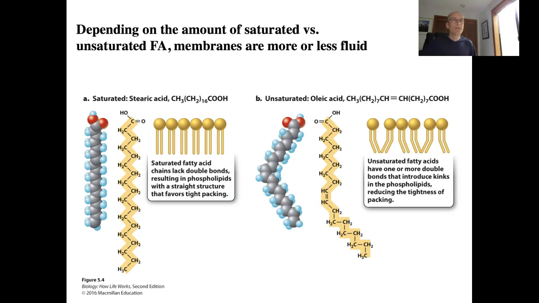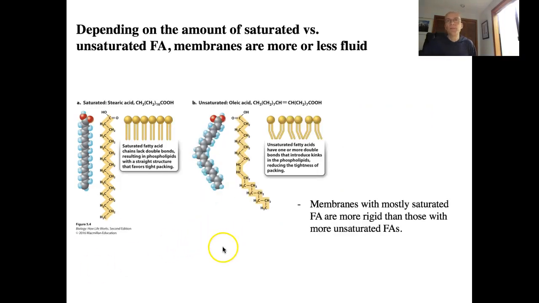If you have membranes with mostly saturated fatty acids, they are more rigid than those with more unsaturated fatty acids because there's more space in between, right? So these can pack really tightly, but these cannot. Unsaturated fatty acids have 1 or more double bonds that introduce kinks in the phospholipid, reducing the tightness of packing. Okay, so far so good.